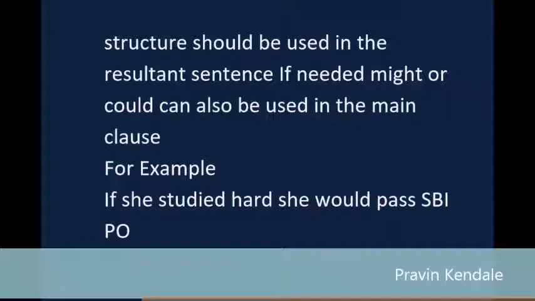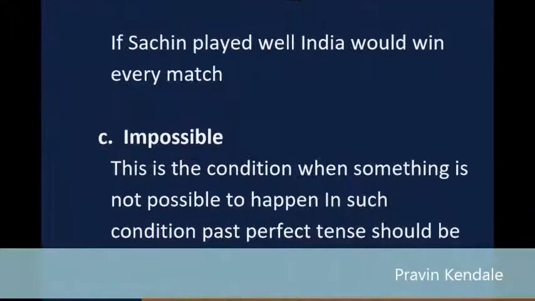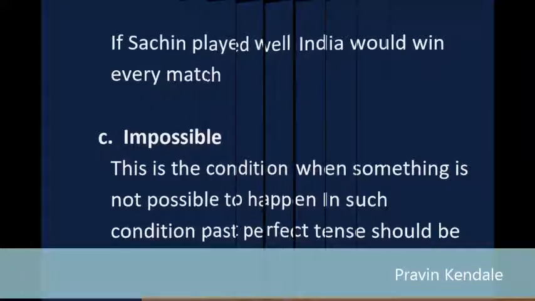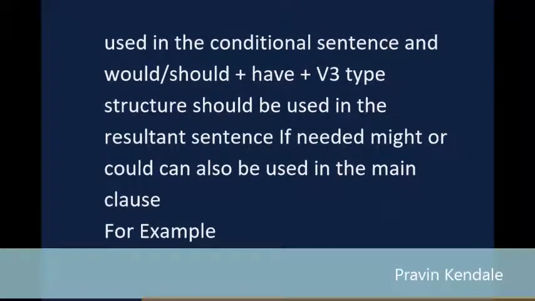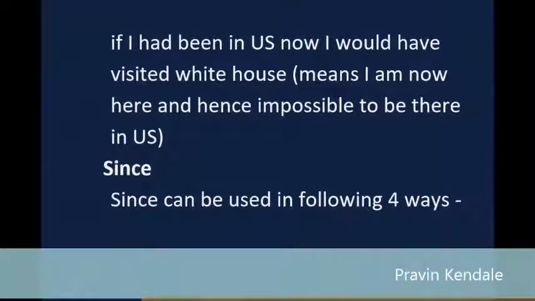C. Impossible. This is the condition when something is not possible to happen. In such condition, past perfect tense should be used in the conditional sentence and would/should and have plus V3 type structure should be used in the resultant sentence if needed. Might or could can also be used in the main clause. For example, if I had been in the United States now, I would have visited White House, means I am now here and hence impossible to be there in US.